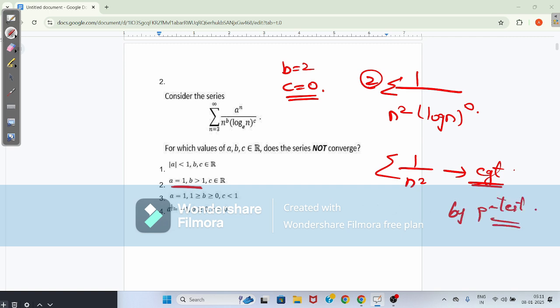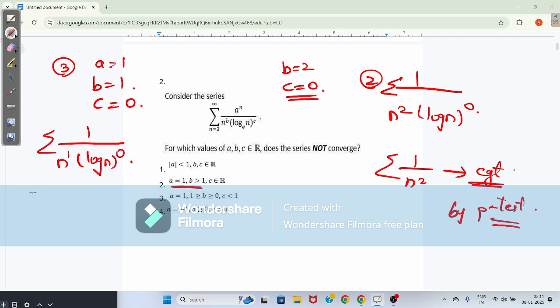Now for 3, take a as 1 here, and b lies between 0 and 1, so take b as 1 here and c value is 0. So what will we get here? 1 by n power 1 into (log n) whole power 0. Now this series becomes 1 by n. So by p test, we can say this is divergent.